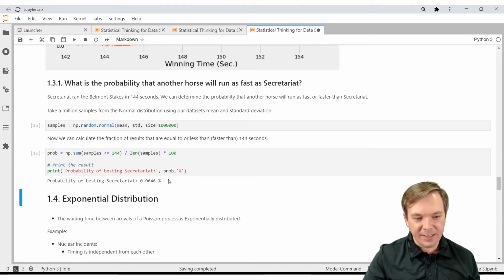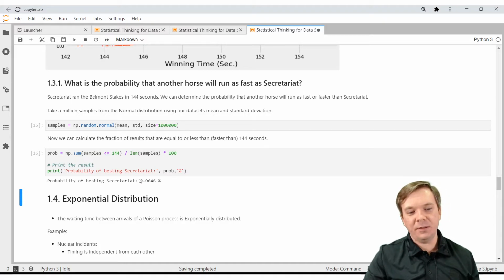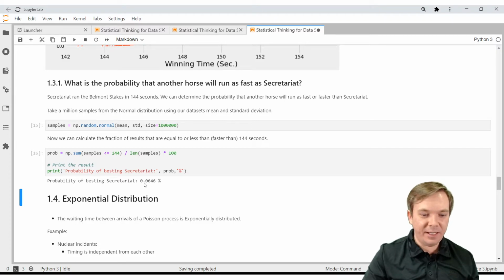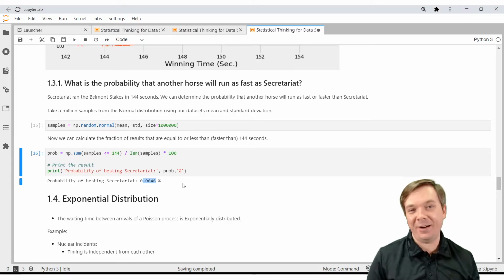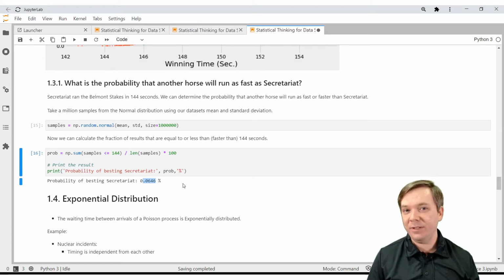So the probability that a horse will get the same time or faster than Secretariat is 0.06%. So it turns out that Secretariat was a very remarkable horse, in fact, very unusual. So it's very unlikely that we'll see that anytime soon, but it's possible.